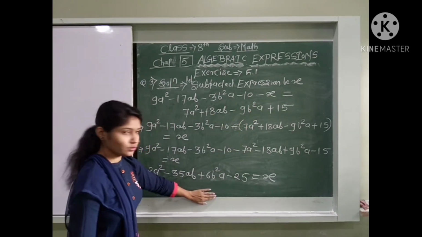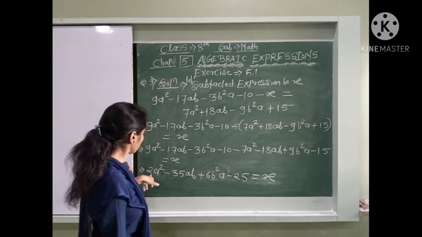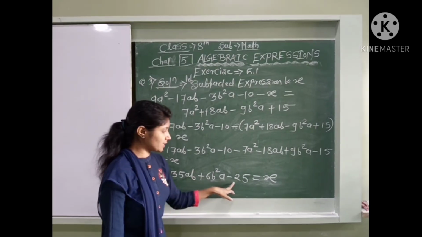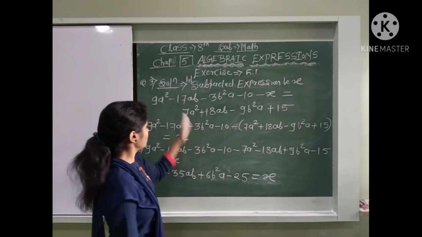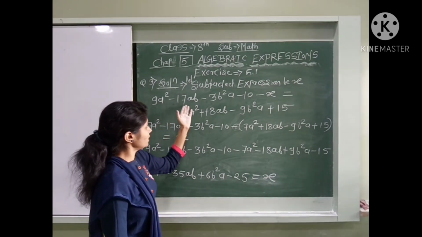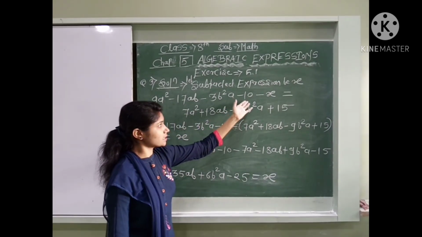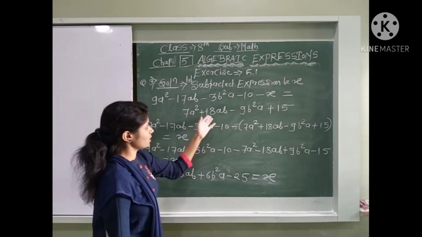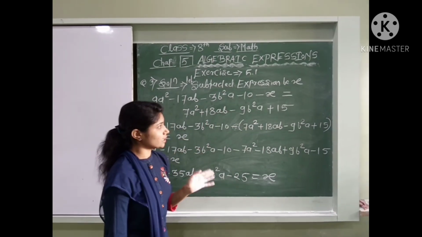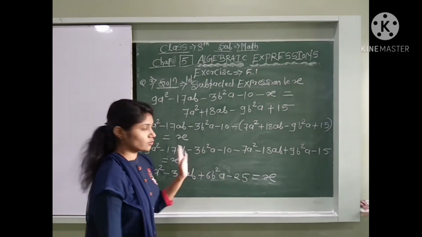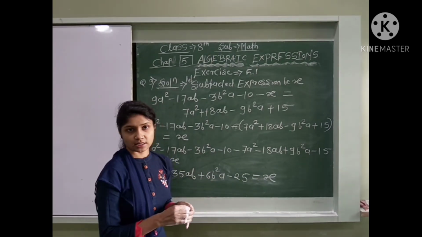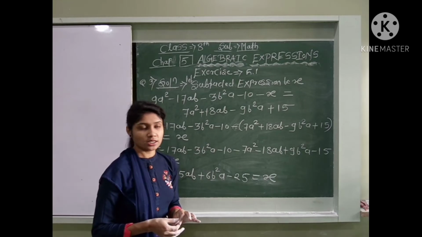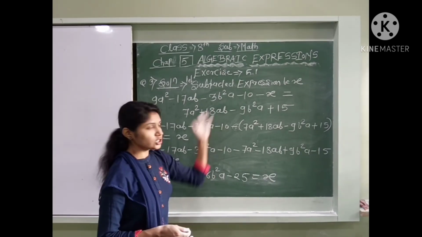Now, lastly, what do you mention here? Hence, 2a square minus 35ab plus 6b square a minus 25 is subtracted from 9a square minus 17ab minus 3b square a minus 10 to get 7a square plus 18ab minus 9b square a plus 50. Okay, this type we have to mention the hence. Understand, student? All of you understand how to solve this question? It's a very easy question. First we have to arrange properly.